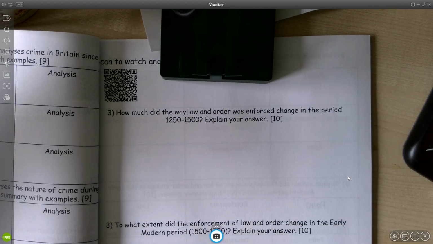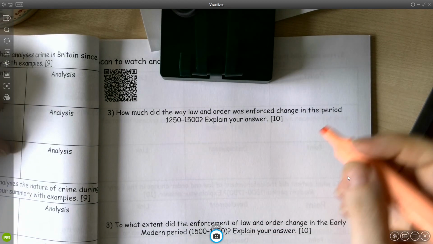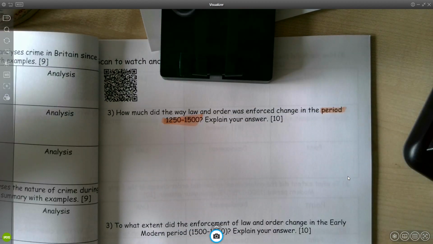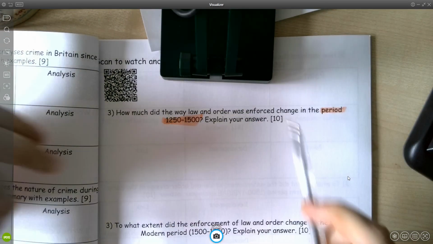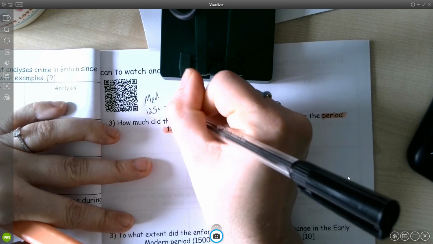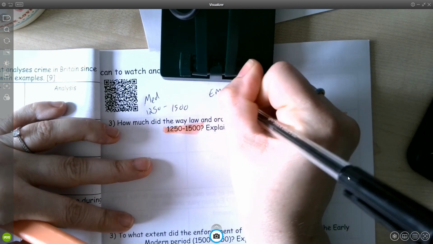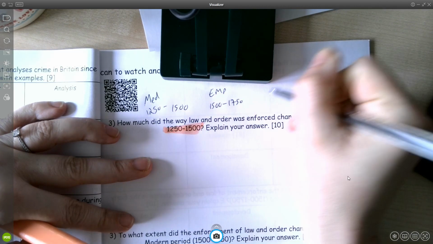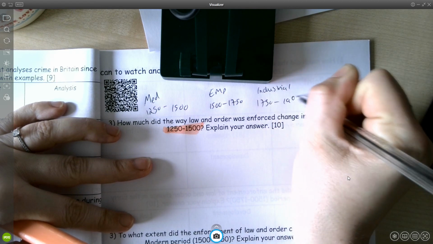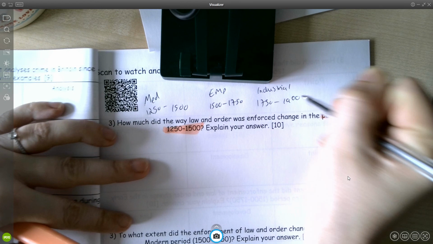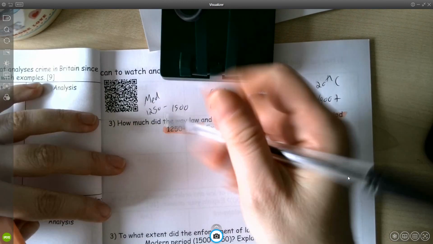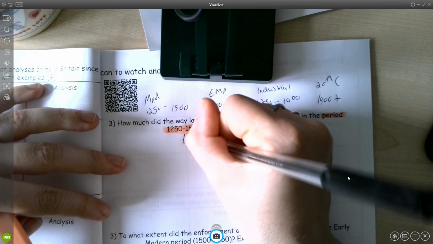Okay, so like with the previous questions, what we need to do is pick out the time period. So it says period 1250 to 1500. Now again, reminder, at the top of your exam paper, as soon as you get in there, write in the time periods. Medieval 1250 to 1500, EMP 1500 to 1750, industrial 1750 to 1900, and then 20th century 1900 plus. So nice and easy for that. You can see that this is the medieval time period.